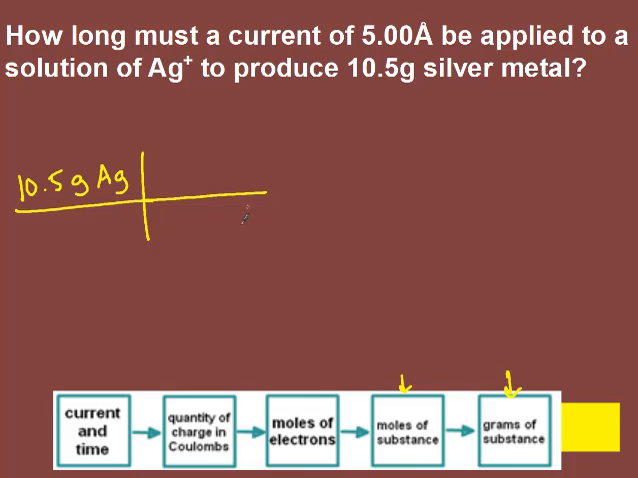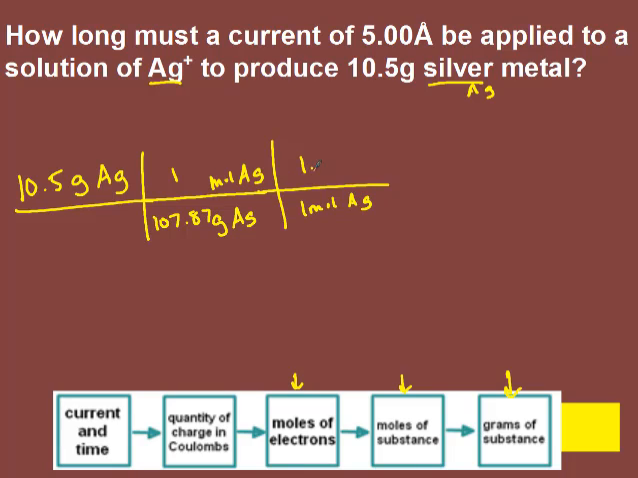So I need moles of silver. So grams, mole of silver. 1 mole of silver is 107.87 grams. Now I need moles of electrons. Well, I'm trying to go from silver metal, which is just Ag, to Ag plus. So for every 1 mole of silver, I need 1 mole of electrons.